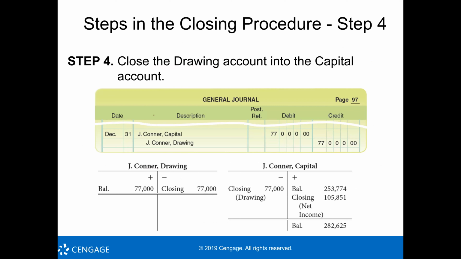All right, step 4, close out the drawing account. Again, whatever's in the drawing account, it has a normal debit balance. So to close it out, we're going to credit it. Capital has a normal credit balance. And so when we are doing the closing entries for the drawing account, we debit owner capital, right? So that's our entry: debit owner capital, which reduces owner capital, credit owner drawing, which zeroes that drawing account out.